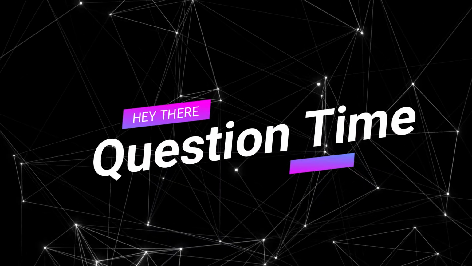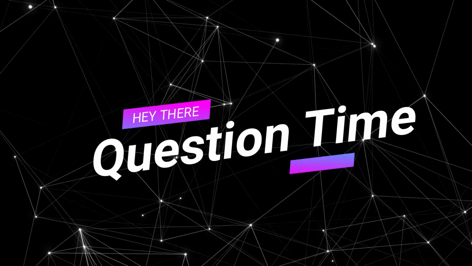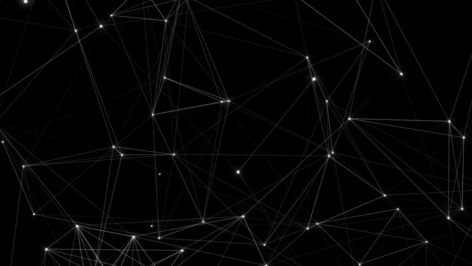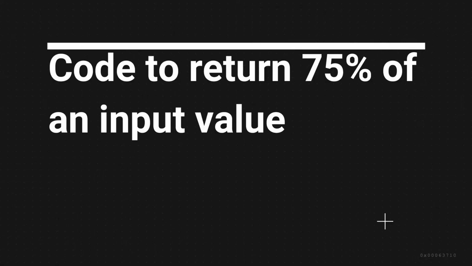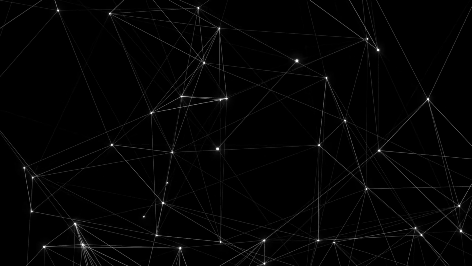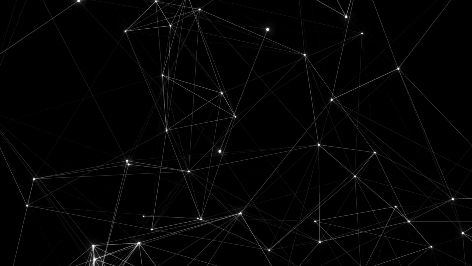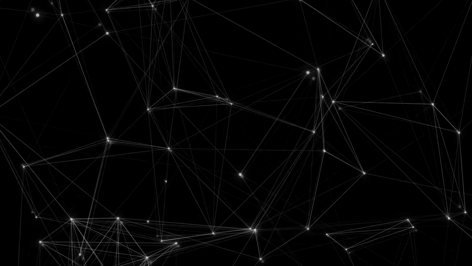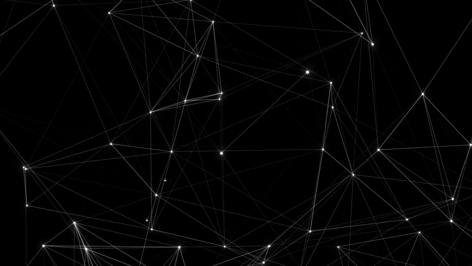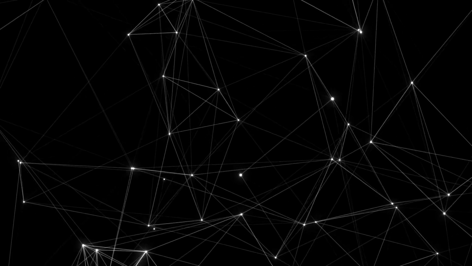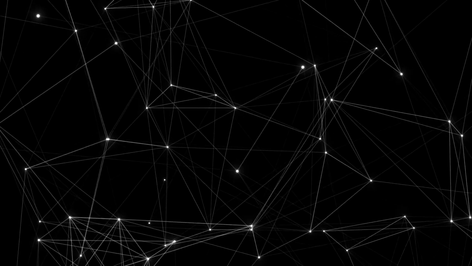So it's time for the question of the day. My question is, from the code which I have just shown you, can you develop a code which will return 75% of any value given as input using closure? If you are up for the task, just pause the video right now and go into your workspace, do your calculation, do your coding, and when you are ready, just play this video and I will show you the code.